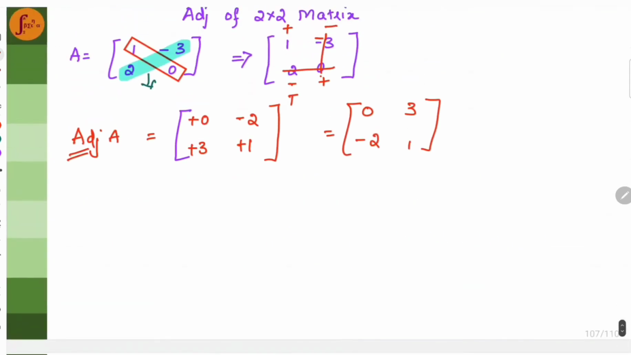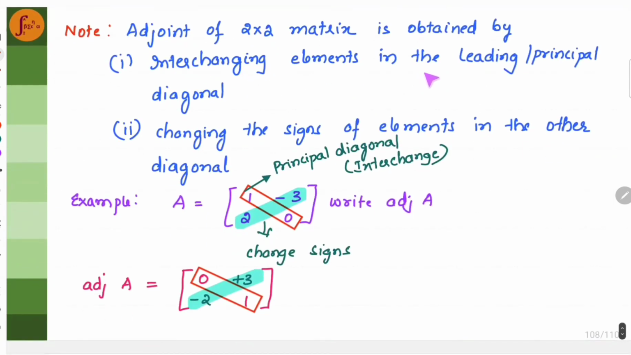So see, if you apply the same shortcut, what's going to happen? Instead of doing all of these steps, you take 1 0 and interchange. Then 2 and minus 3 will remain 2 and 3 themselves, but the signs will be opposite. Here it was plus 2, it will become minus 2. Here it is minus 3, it will become plus 3. So we got the same thing. This is the way to find the adjoint of a 2 by 2 matrix using a shortcut. There are two notes here: interchange the elements in the leading diagonal and then change the signs of elements in the other diagonal. So these two are shortcuts to find the adjoint of a 2 by 2 matrix.